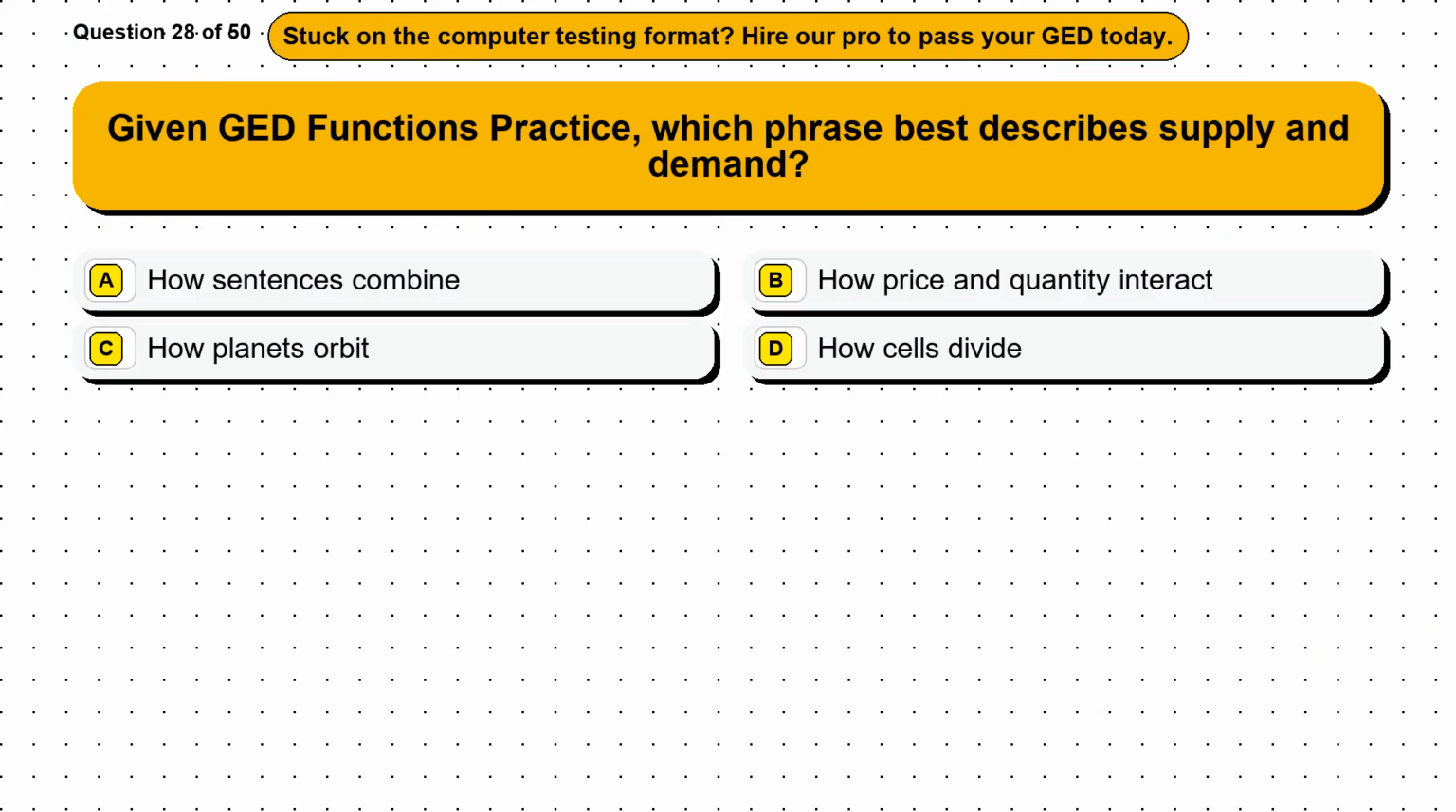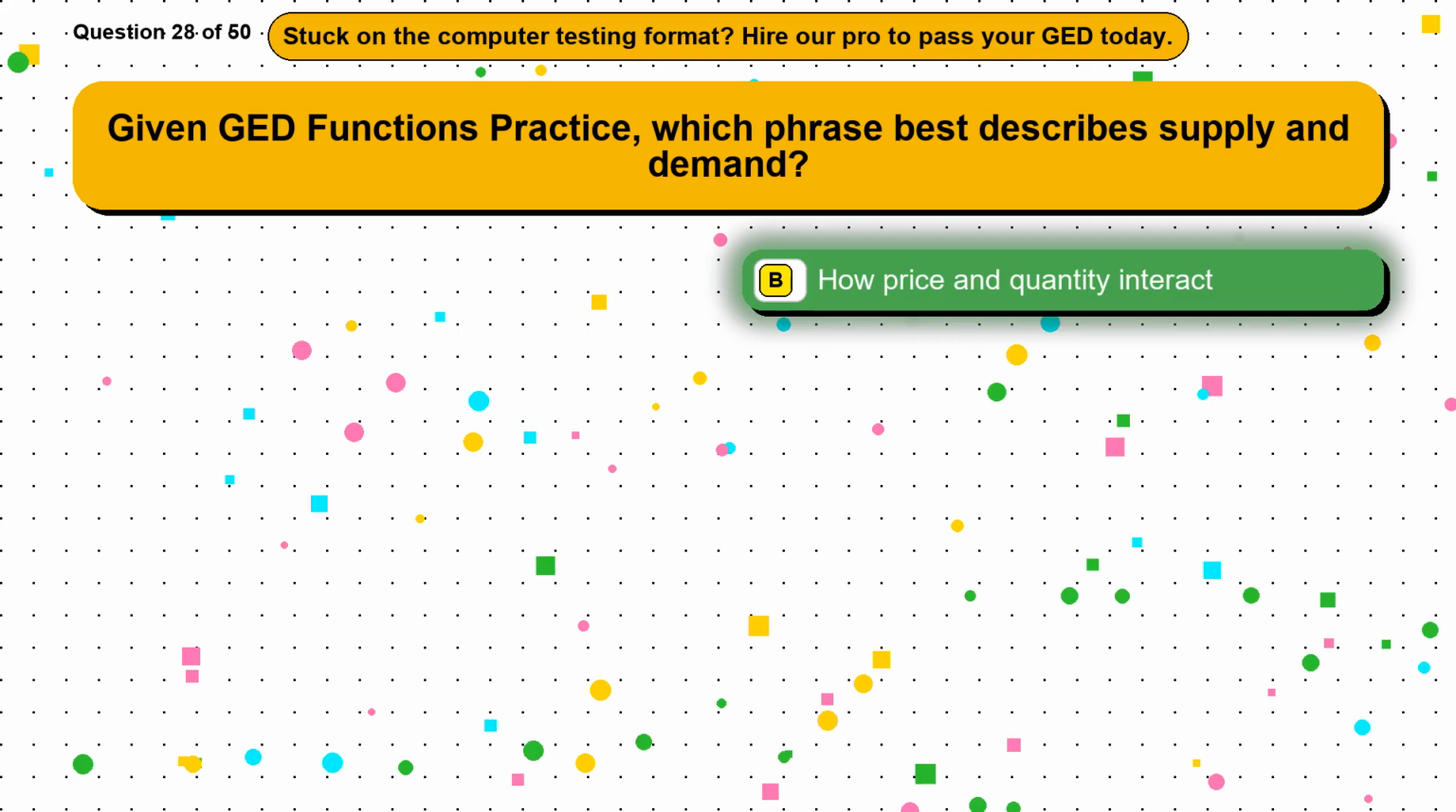Question 28. Given GED functions practice, which phrase best describes supply and demand? Option A. How sentences combine. Option B. How price and quantity interact. Option C. How planets orbit. Option D. How cells divide. The correct answer is option B.